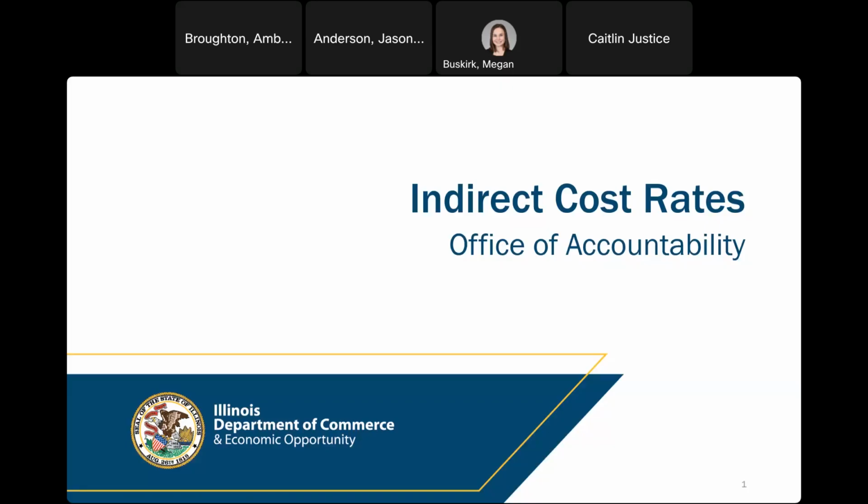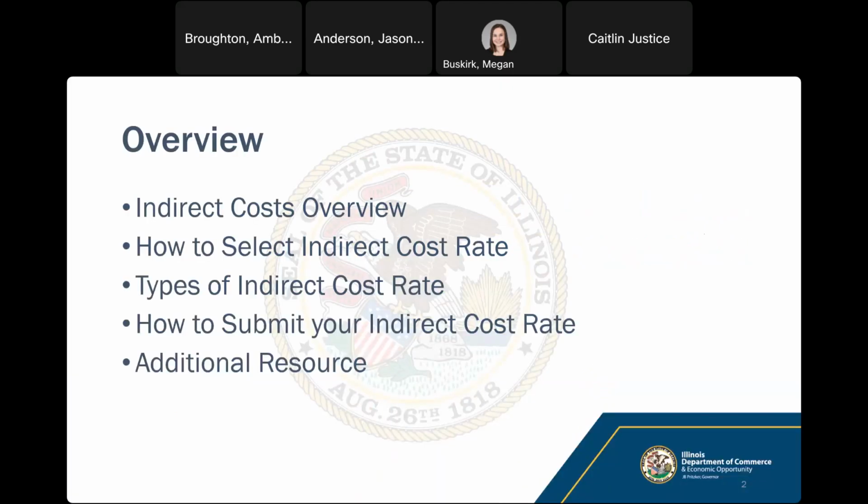And in this presentation, we will be discussing indirect cost rates. In this training, we'll provide a brief overview of indirect cost, including examples. We will discuss the purpose of electing an indirect cost rate. We will outline the different types of indirect cost rates, how to submit your indirect cost rate, and where to find additional resources.